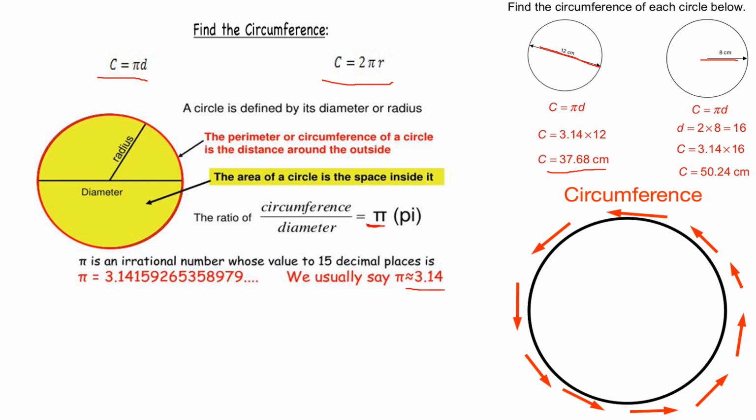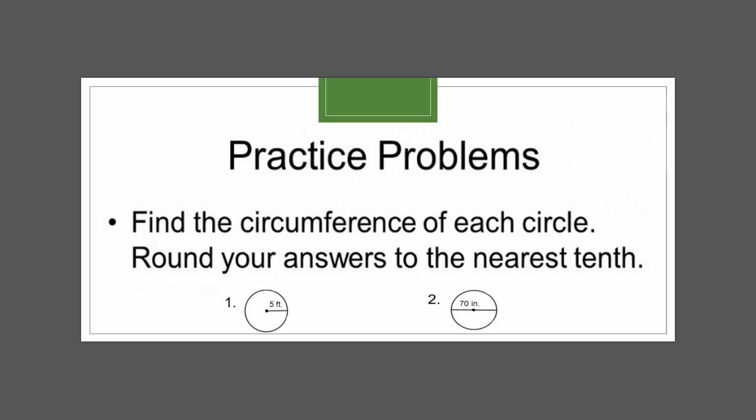And don't forget, the circumference of a circle is like the perimeter is to the rectangle. So it's just the distance on the outside of that circle, whereas the area would be the space on the inside of that circle. We have two practice problems here for you. Find the circumference of each circle. Round your answers to the nearest tenth. So your first one, you're given your radius, which is 5 feet. And in your second one, you're given your diameter, which is 70 inches.